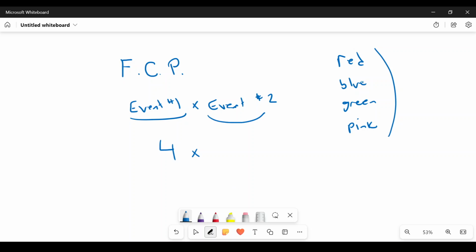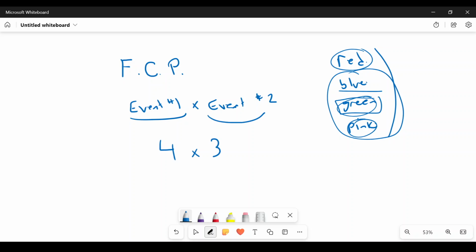Once I've drawn a marble, so if I've drawn the red marble, I have these 3 left. If I've drawn the blue marble, I have red, green, pink. If I've drawn the green marble, I have red, blue, pink. What I'm trying to get at is that no matter which marble I drew for event 1, I always have 3 left when I go for event 2. So there will always be 3 marbles left that I could choose, and that will give me 12 possible outcomes of that experiment.